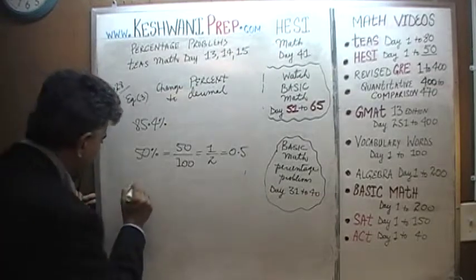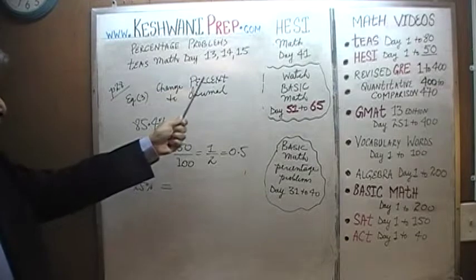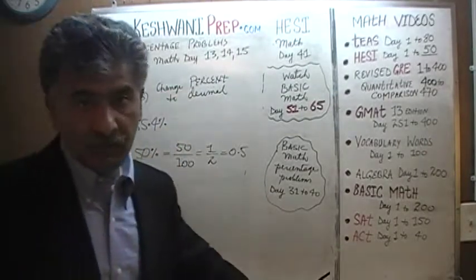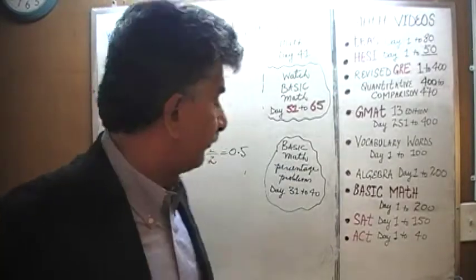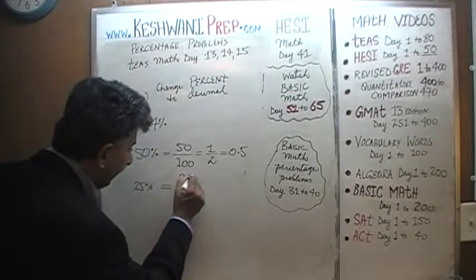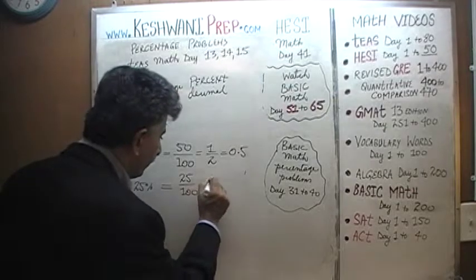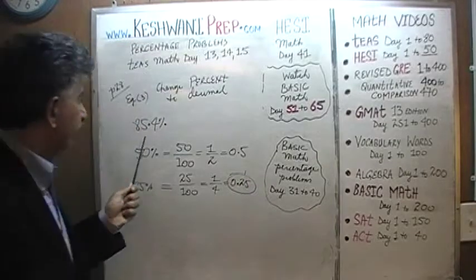Similarly, if we had 25% and you had to convert that percentage into decimal, we know it's 0.25. The question is, where does the 0.25 come from? It comes from the same process that we just did here. 25% means 25 out of 100. 25 out of 100, when you reduce it, becomes 1 quarter, and 1 quarter, of course, is 0.25. The same thing is going on here.